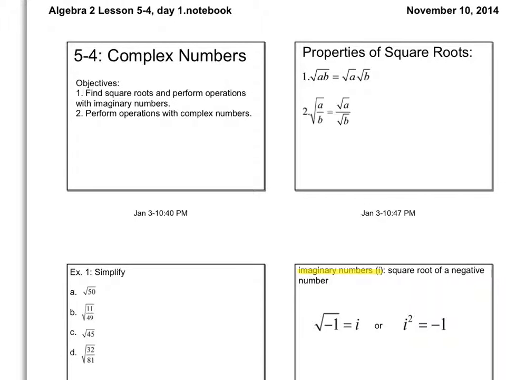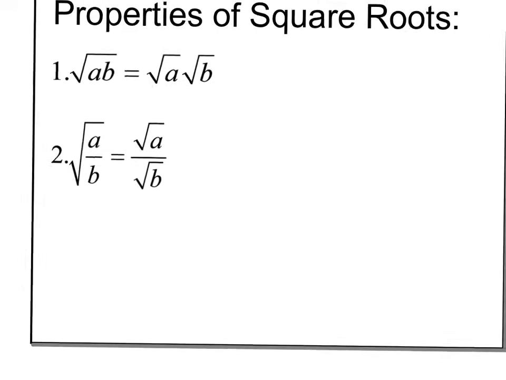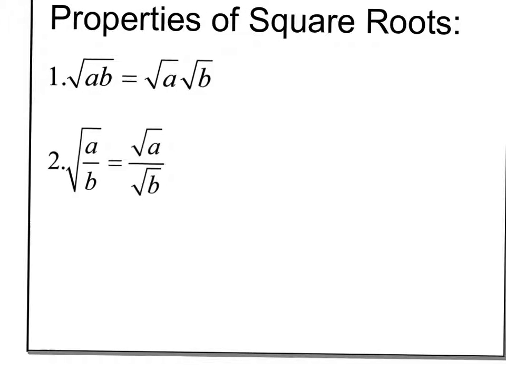Today we're talking about complex numbers, also called imaginary numbers. But before we talk about those, we're going to review square root properties. So when I look at these two rules, what they tell me is if I have two numbers multiplied together, I can separate them into two different square roots. Or if I have two numbers divided, I can separate those into two different square roots.